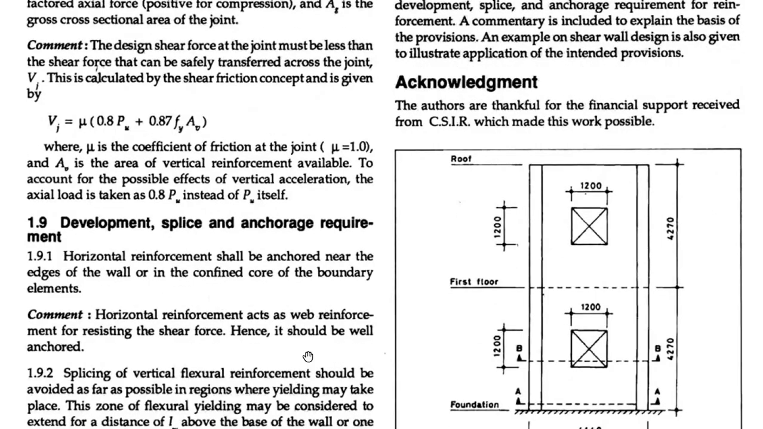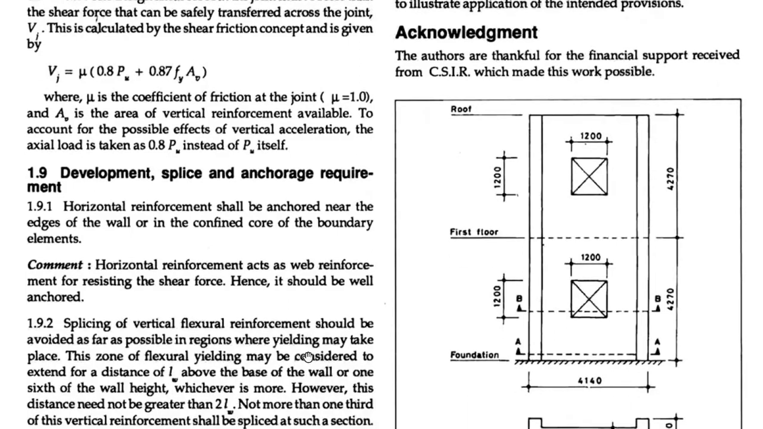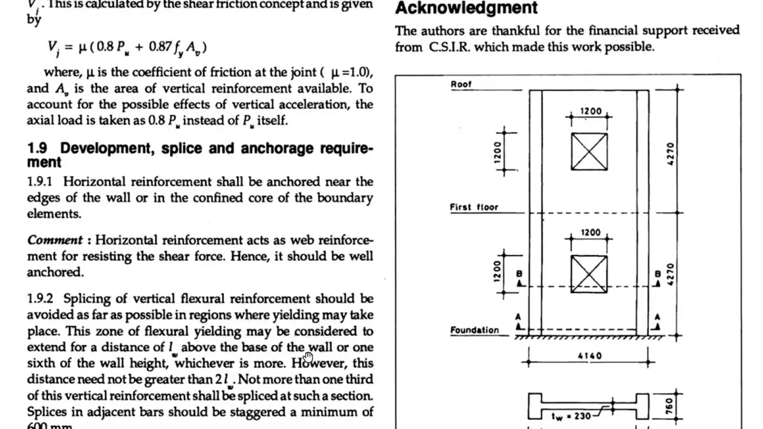The next section: development, splice and anchorage requirement. Horizontal reinforcement shall be anchored near the edges of the wall or in the confined core of the boundary elements. Splicing of vertical flexural reinforcement should be avoided as far as possible in regions where yielding may take place.